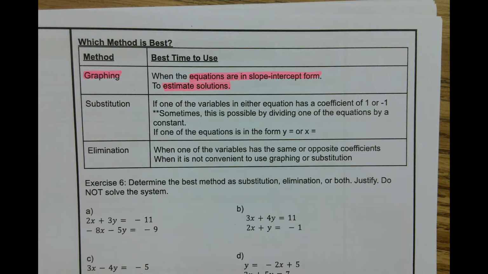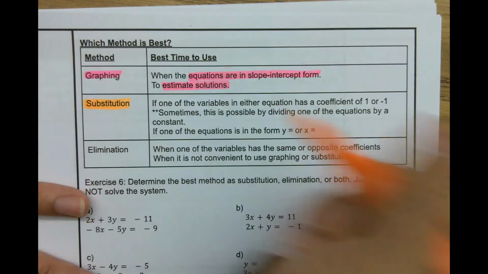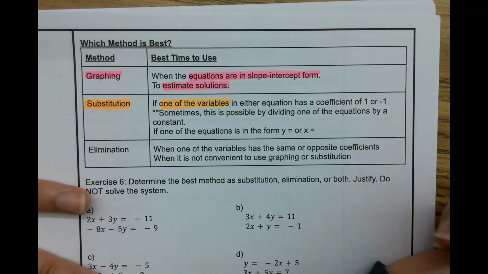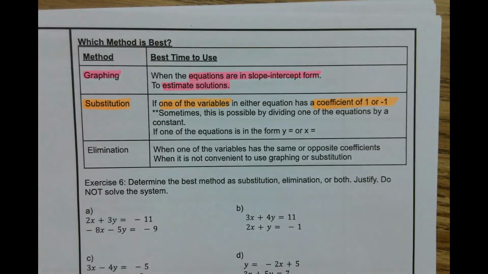When is it best to use substitution? It's best to use substitution if one of the variables in one of the equations has a coefficient of 1 or -1, because then it'll be easy to solve for that variable, and we won't have any fractions when we have that equation.